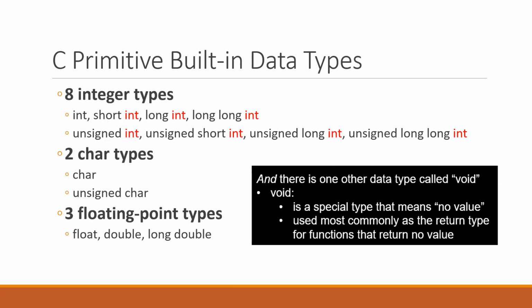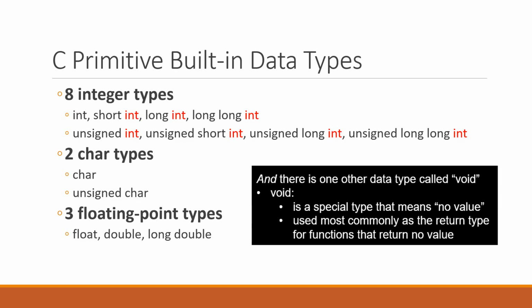In C, there are 13 primitive built-in types. First, there are 4 signed integer types. 1. char, used for storing whole numbers. 2. short int, a shorter version of int, typically uses fewer bytes for storage. 3. long int, used for storing larger whole numbers, typically occupies more memory. 4. long long int, used for storing very large whole numbers.